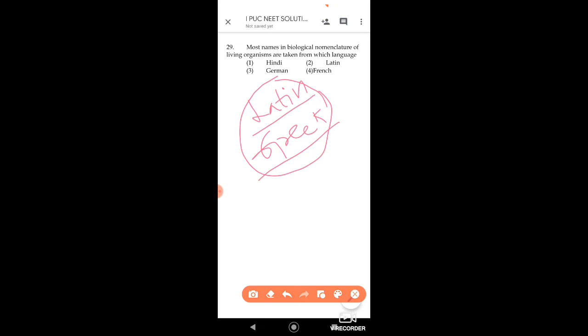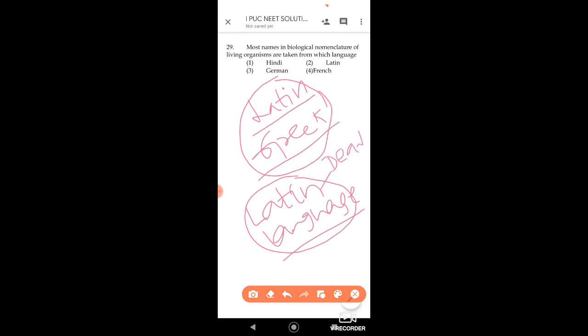Now recently, if let us say some species is discovered, for that we generally go for the Latin language, because we know that Latin is considered as what? A dead language. Why? Because there is no change with respect to its form and spellings with the passage of time. So that's where we consider the Latin language for binomial nomenclature of living organisms. So please go for option 2.